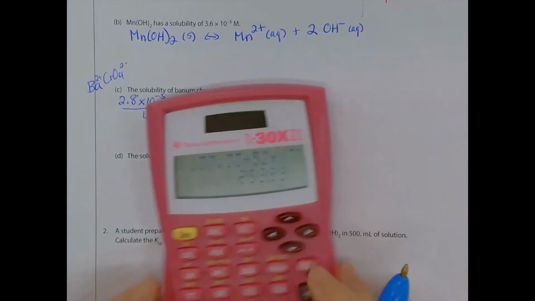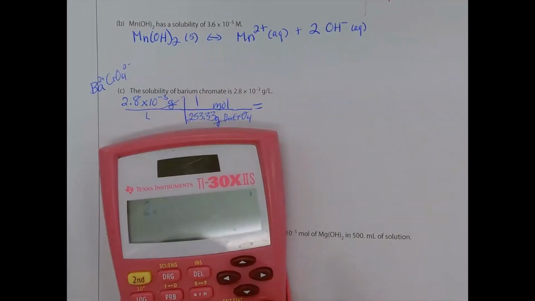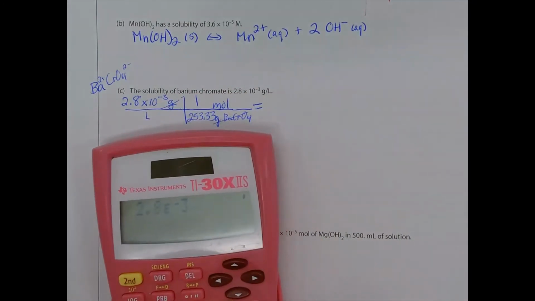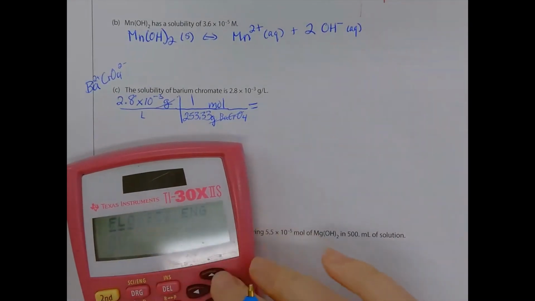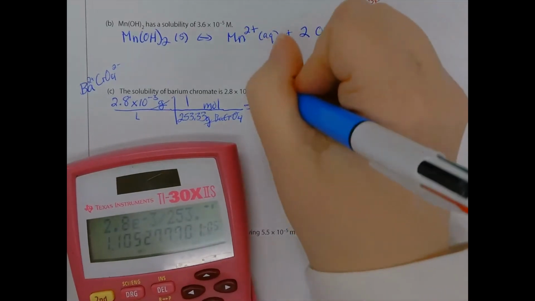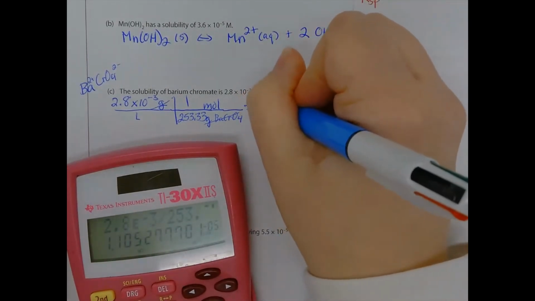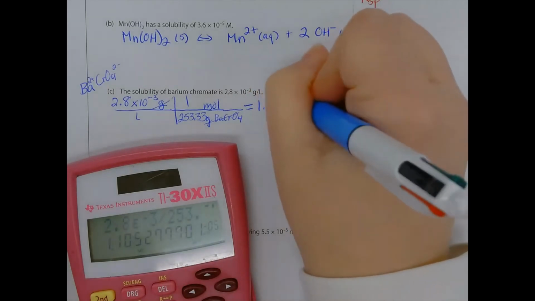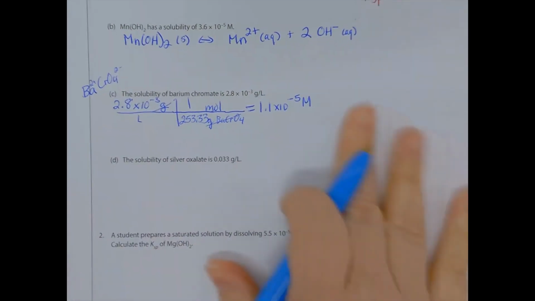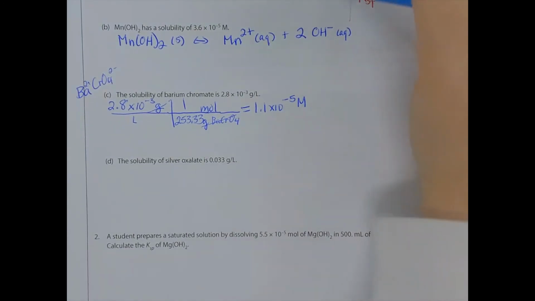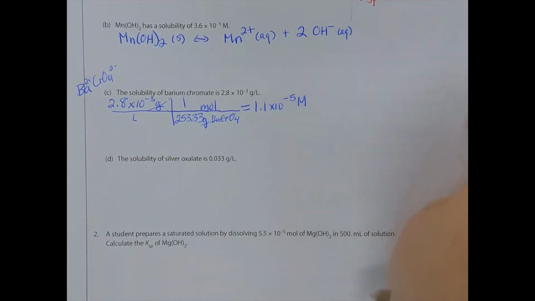Now when we calculate that, those grams cancel and we're left with moles per liter, which is molarity. So we've got 2.8 times 10 to the negative 3 divided by 253.33. Be a pretty small number. So we've got 1.1 times 10 to the negative 5th molar. Okay, so we're going to then approach it the same way as we did with the previous ones.